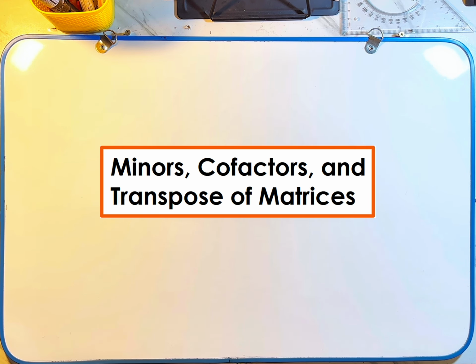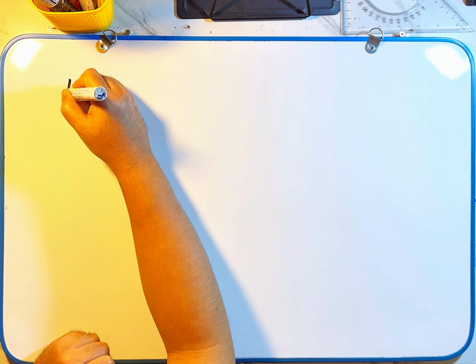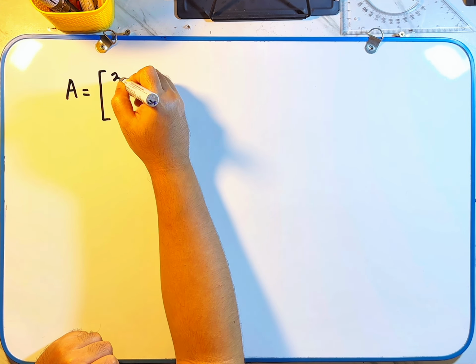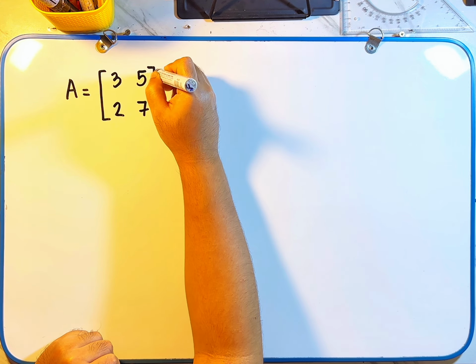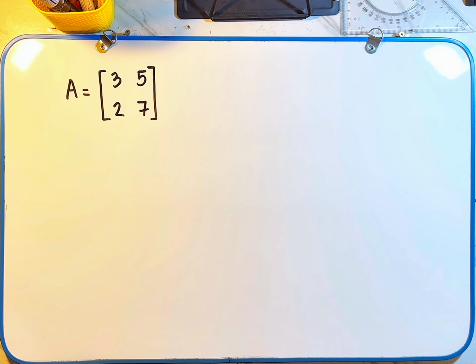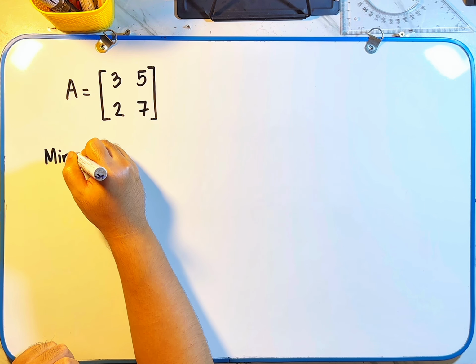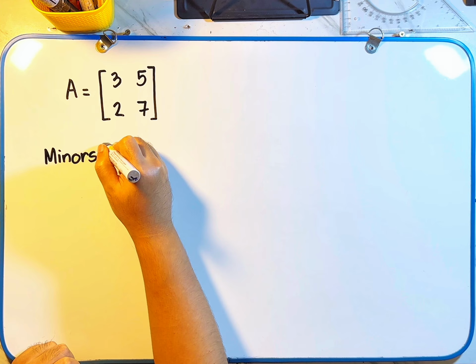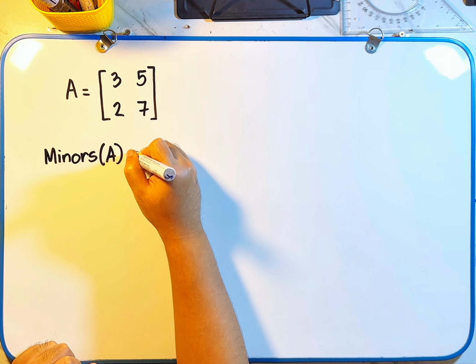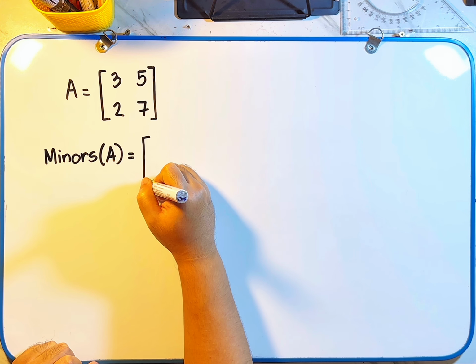Hello, in this video let us discuss minors, cofactors, and transpose of matrices. Let us consider the following 2 by 2 matrix. And let's say the requirement here is to find the minor of this matrix. So minors of this matrix A is, of course, another 2 by 2 matrix.